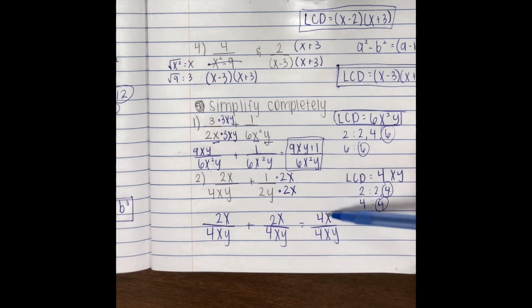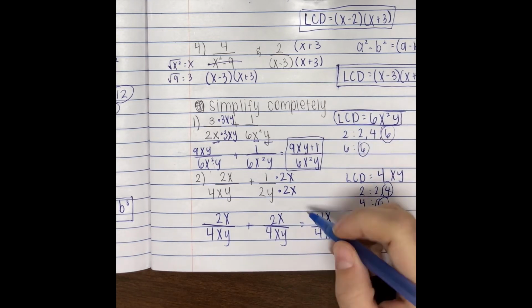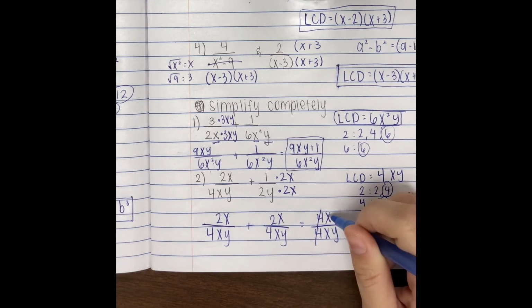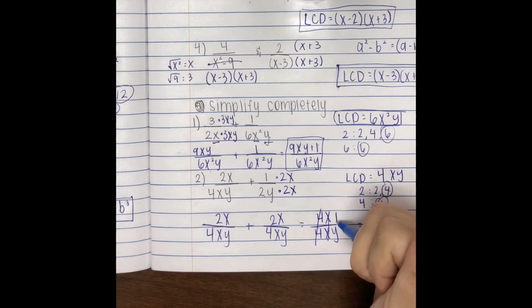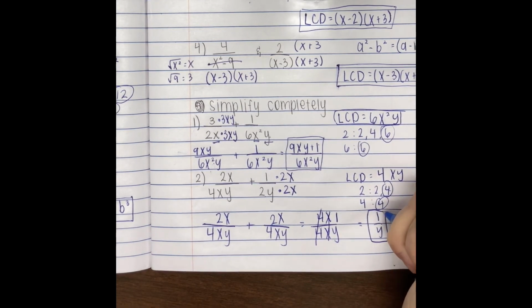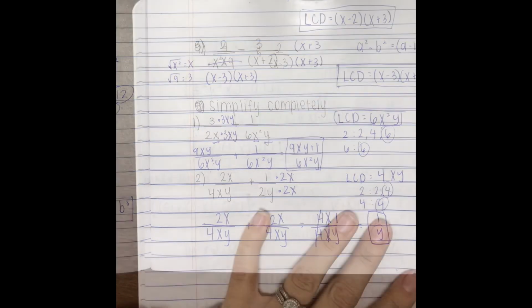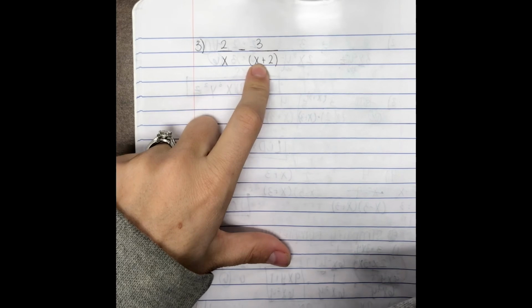Both top and bottom, I'm not adding or subtracting anything up here like I was right here. So I can cancel out these 4's and these x's. That doesn't just leave me a y, that leaves me a 1 on top over my y. Okay. All right, and then the last one, I have 2 over x minus 3 over x plus 2.